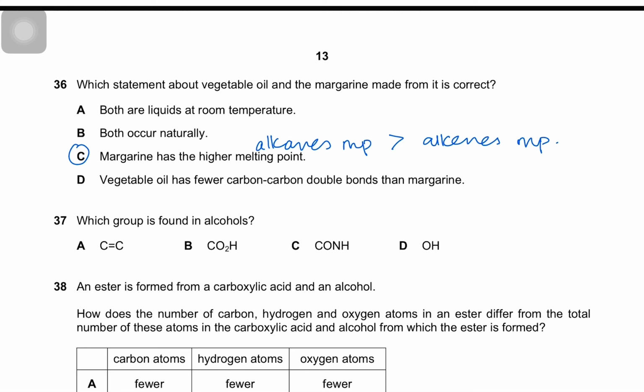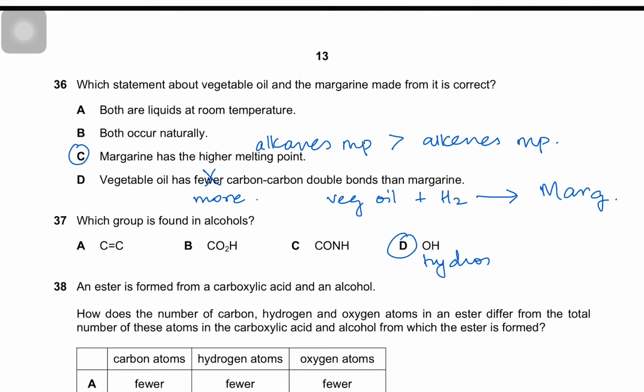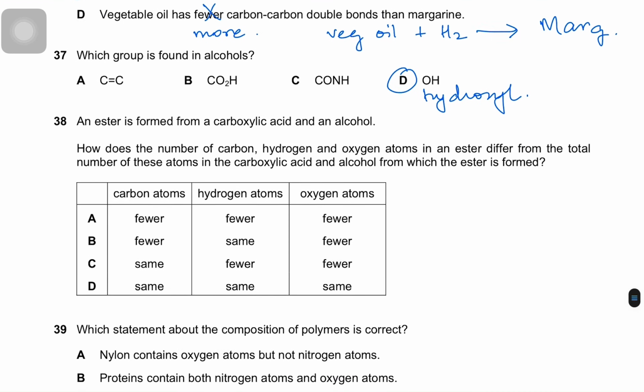Vegetable oil has fewer carbon-carbon double bonds than margarine. No, that's not true. Vegetable oil has more carbon-carbon double bonds, and then vegetable oil reacts with hydrogen to break the carbon-carbon double bond to make margarine. Which group is found in alcohols? The OH group is found in alcohols, known as the hydroxyl functional group.